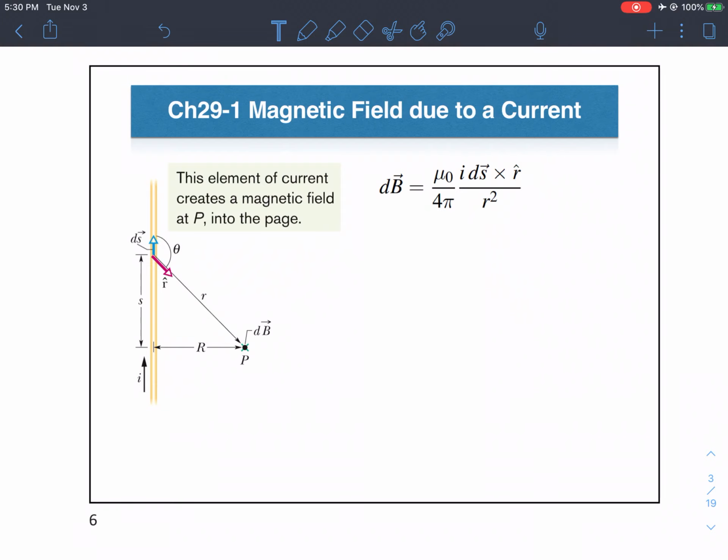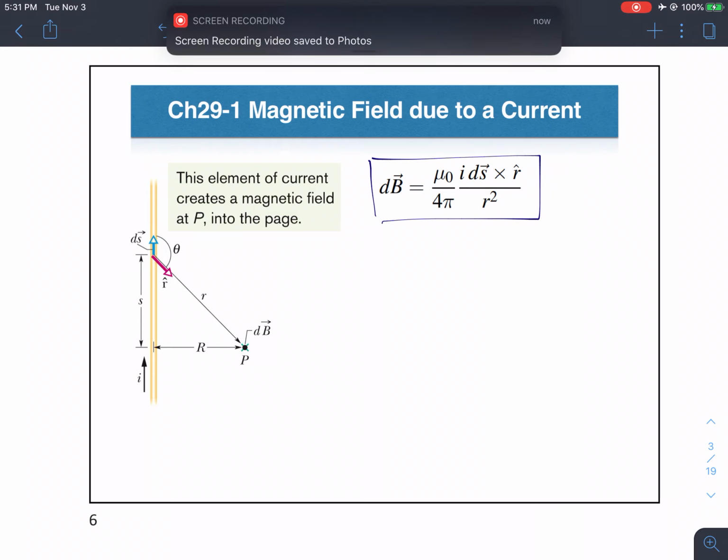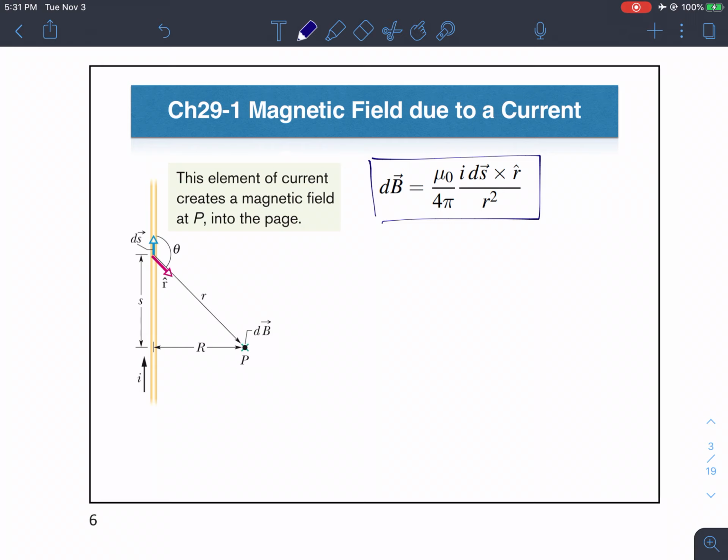Next, we are going to use the Biot-Savart law, as we had it from an experimental result, and we are going to use it for a specific example. In this case, we are assuming that we are dealing with a straight, long wire. When we have that, this equation will turn into a much easier equation.